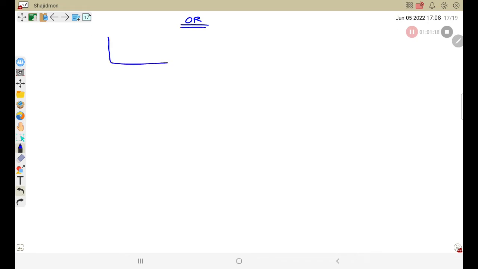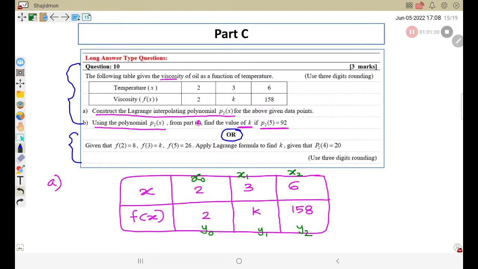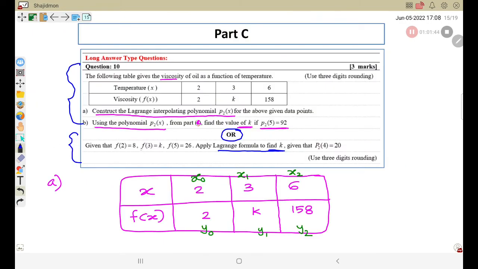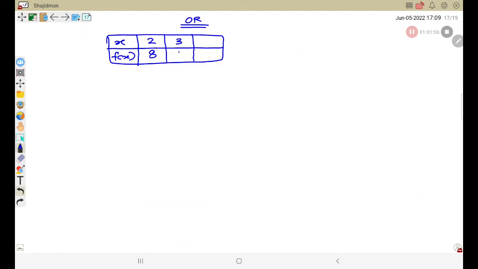Okay, first I am creating the table, x number and f of x number. What are the x numbers given in the question? Same question only, apply Lagrange formula, find k. P2 of 4 equal to 20. First f of 2 equal to 8. X number 2, y number 8. Second, f of 3 equal to k. X number is 3, y number is k. Similarly, third one, x 5, y 26. Now P2 of 4 equal to 20, already given. The question is find k. K equal to how much?